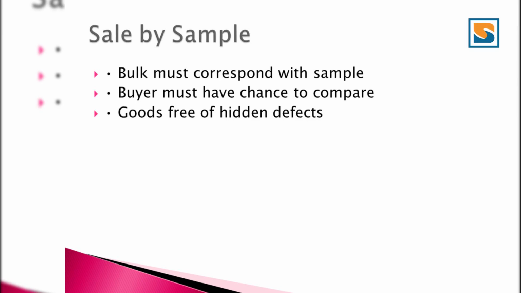Where goods are sold by sample, there are implied conditions that the bulk matches the sample. The buyer gets a reasonable chance to compare and there are no hidden defects. This protects buyers when they rely on a sample.